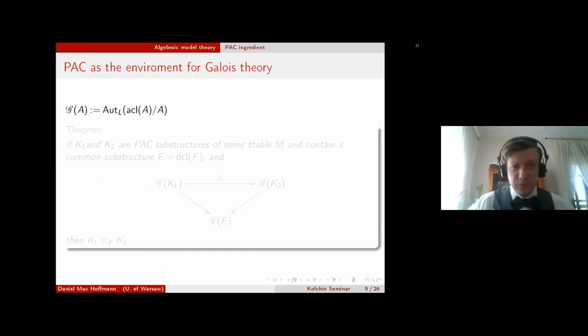Okay, so if you have a model of a theory, right, say M is a model of T, then you can take a subset A in M, and you can consider the so-called absolute Galois group. So the absolute Galois group is just the automorphisms, with respect to your language L, of the model theoretic algebraic closure of A, which fix A pointwise.